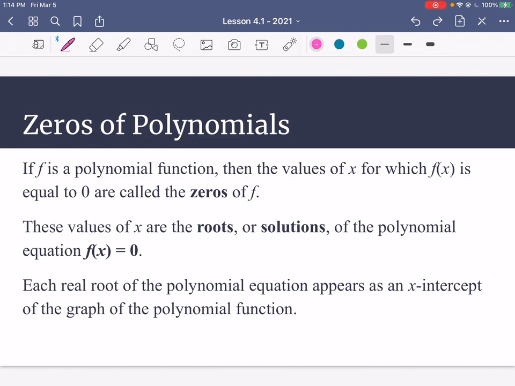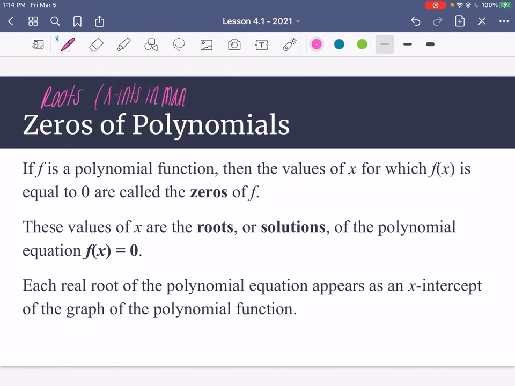So including factoring, sometimes including the quadratic formula. As a reminder, zeros, which another word for this is roots, okay, zeros or the roots of polynomials, and in many cases these are x-intercepts.